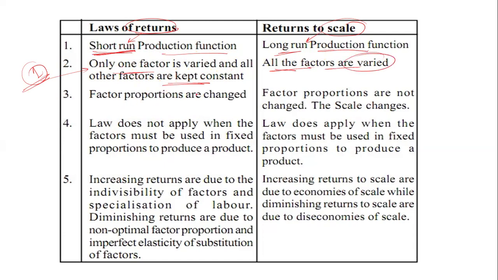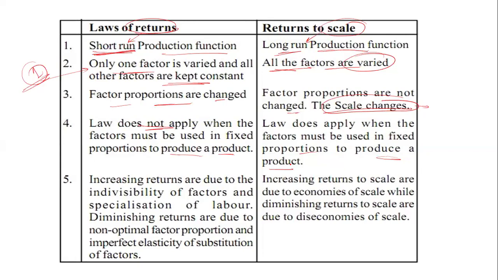Now, in the short run the factor proportions are changed, while in the long run the factor proportions are not changed, only the scale changes. There is a change in scale, but the proportion of the factors does not change in the long run. The law does not apply in the law of returns when the factors must be used in a fixed proportion to produce a product.